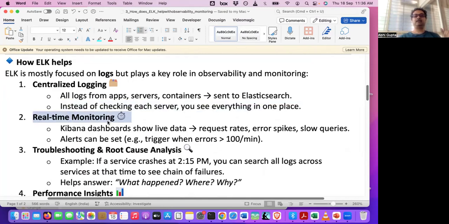Then real-time monitoring. The Kibana dashboard shows live data, request rates, error spikes, slow queries, and alerts can be set. So it will show the live data.